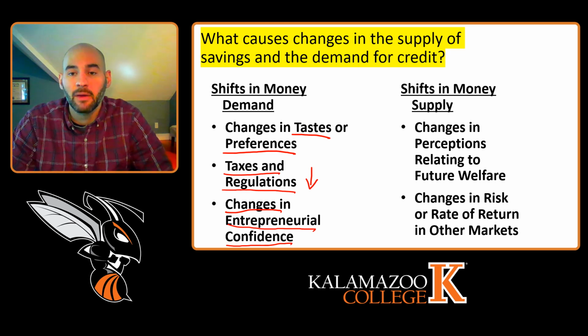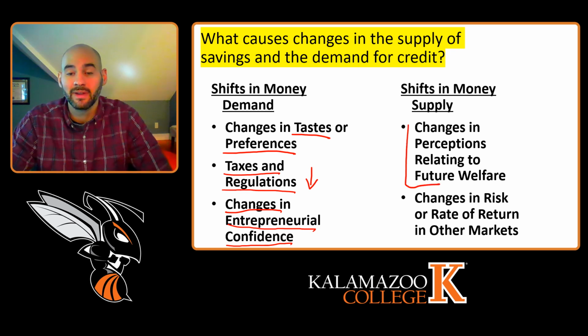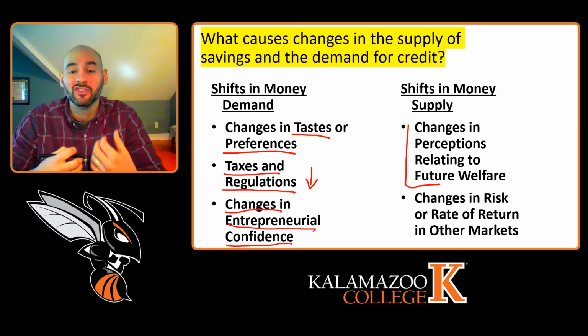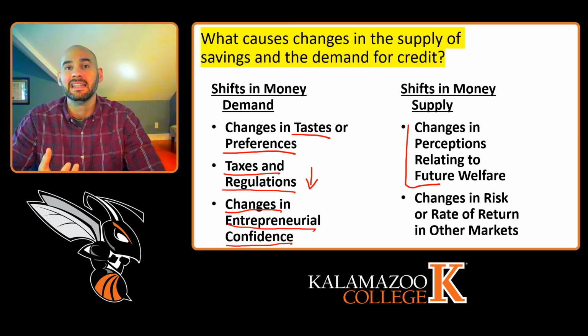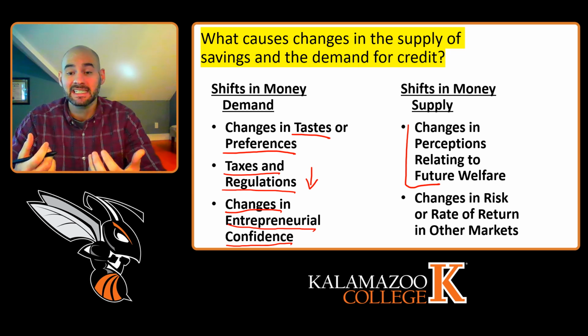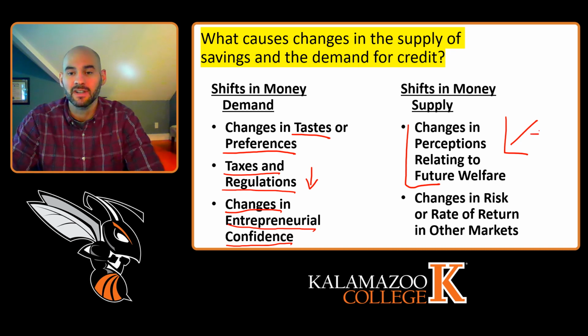So when we think about shifts in the money supply, we're thinking about changes in perceptions related to future welfare. Basically how much we think we need to save. If we think that the minimum age at which you can collect Social Security is going to be raised, then we may need to save more for the future, and that is going to shift our labor supply curve outward. That is going to shift it to the right.